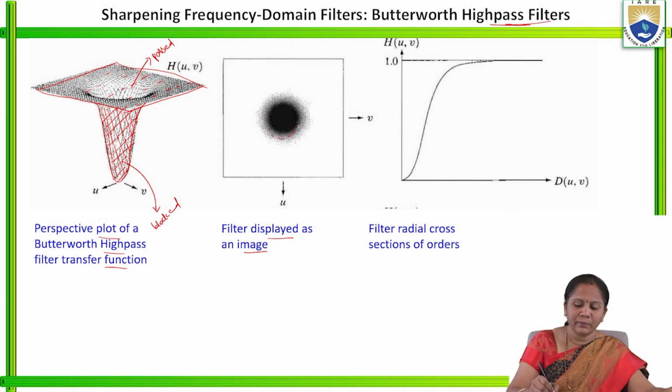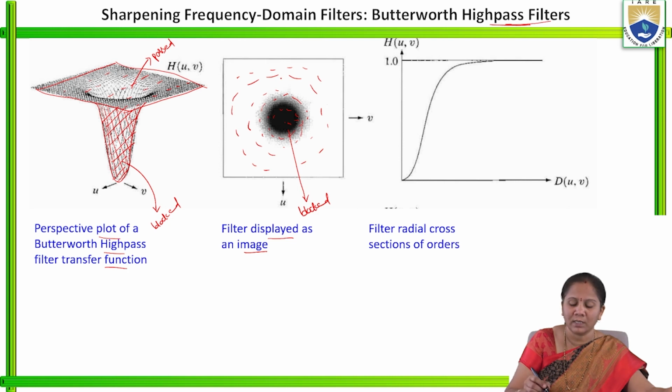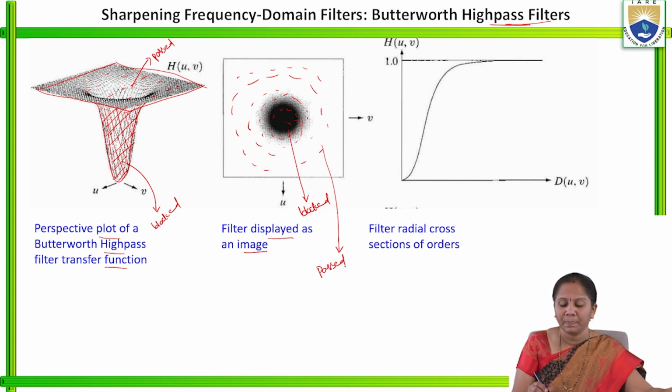The frequencies that are available around the circle and inside the circle are called lower frequencies. Those frequencies will be blocked, and the frequencies that are present outside the circle are called higher frequencies. All those higher frequencies will be passed.